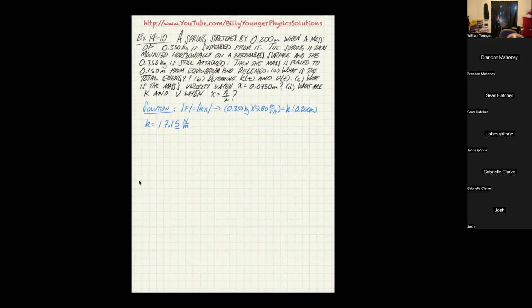We can go a little further and say omega is equal to the square root of k over m, which equals the square root of 17.15 newtons per meter over, now we've got to put the mass, which is 0.350 kilograms. And now if I take that and divide it by 0.35, and then I take the square root, I get the square root of 49.